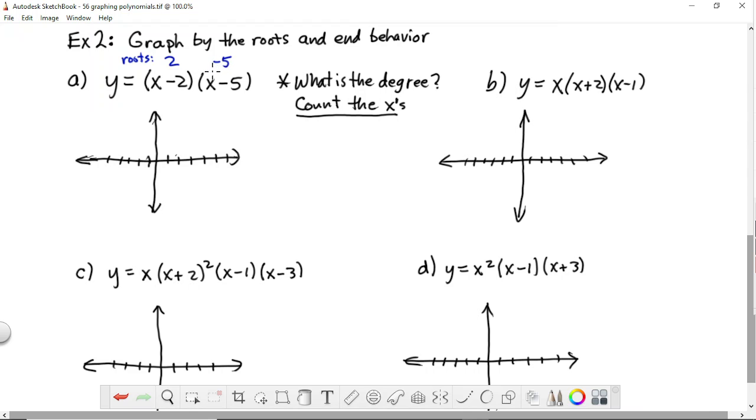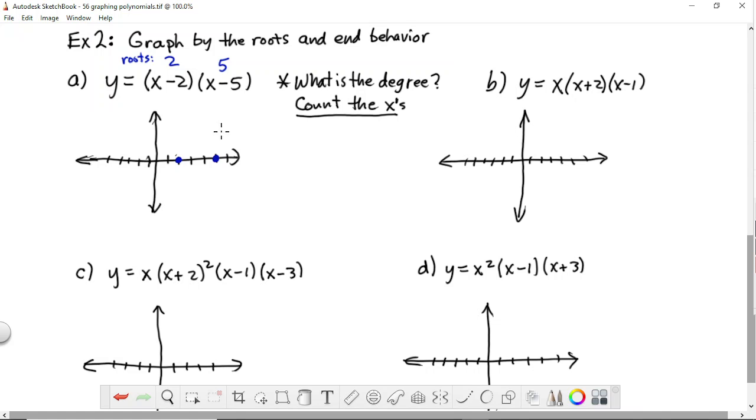Okay, so we know those are the roots, and so we can graph those. Oh, sorry, not negative 5, 5. Sorry about that. Let's fix that. Okay. So we can go ahead and show, yep, there's a root there. There's a root there.